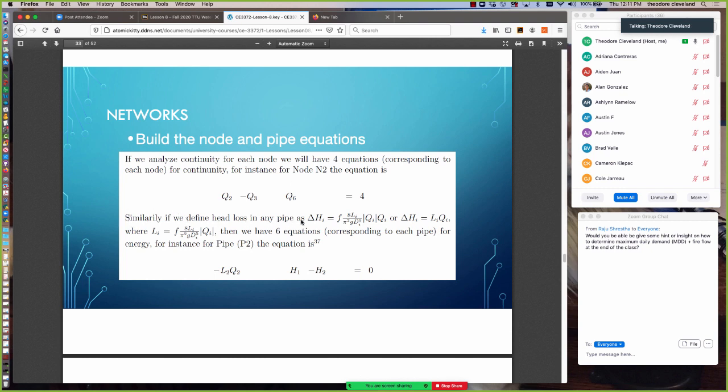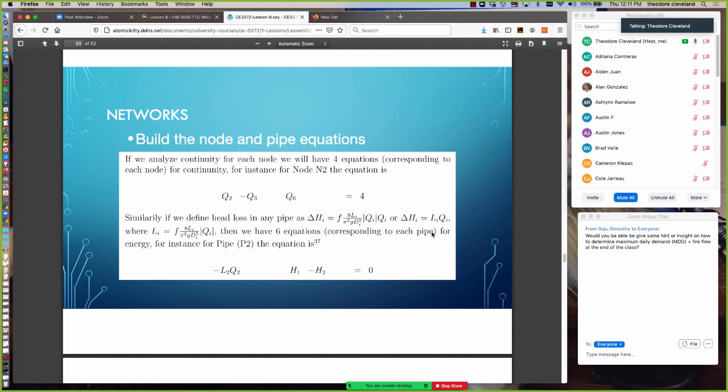Similarly, we define head loss in any pipe: the change in head along the pipe is f L over D, 8 over pi squared g, times the absolute value of flow in the pipe times the flow in the pipe. And we can replace this group, f 8 L over pi squared g D to the fifth, absolute value of Q, with the symbol capital L. So think of that as a loss coefficient. But the change of head in that pipe is equal to the loss coefficient multiplied by the current flow in the pipe. This loss coefficient also contains the current flow. That's what introduces the nonlinearity into the system of equations.